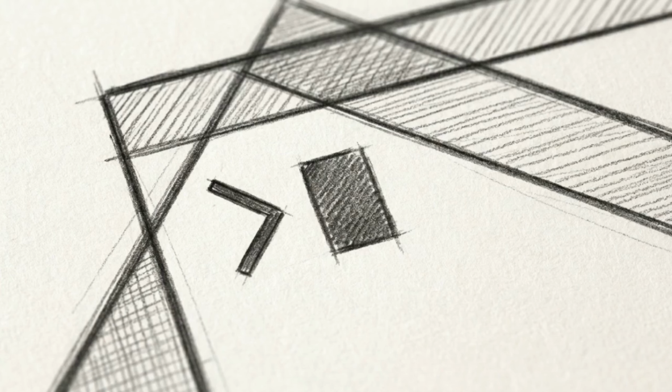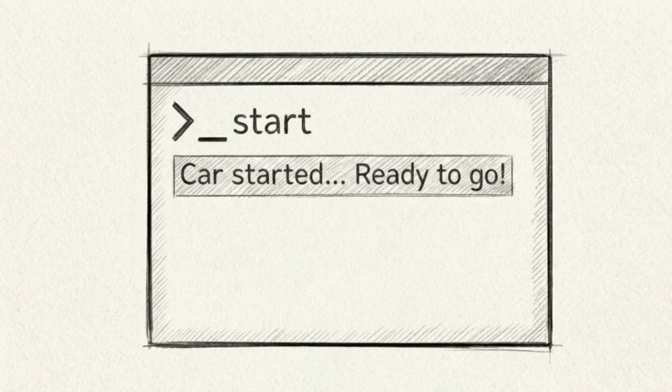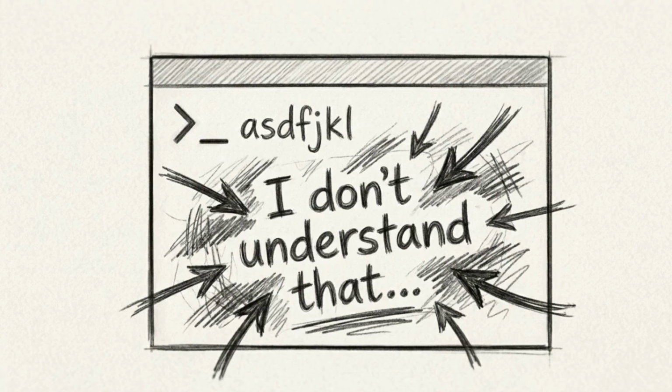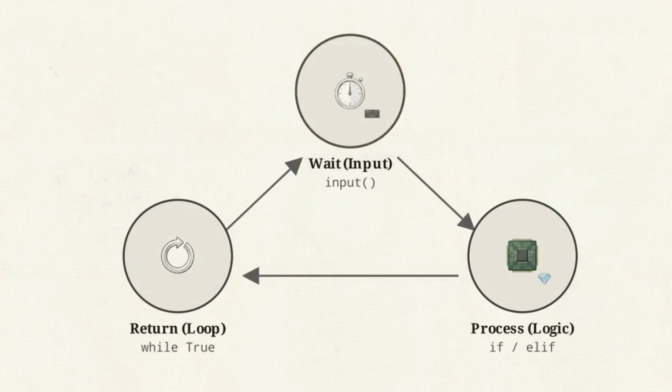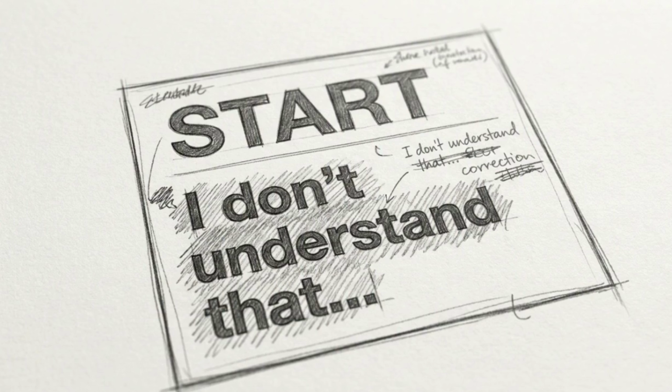Let's test this in the terminal. We type start and it starts. We type gibberish and it rejects. Finally, we type quit and the program shuts down cleanly. Designing a program that waits for instructions, processes them, and returns to a ready state is the basic architecture for persistent interactive software. Watch what happens if a user types start in all capital letters.